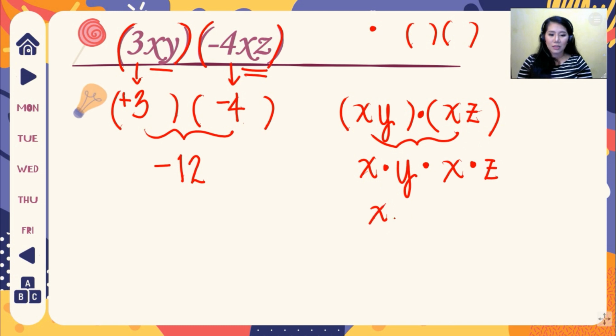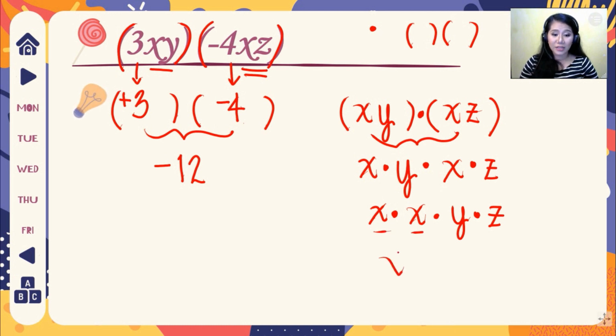We have x times y times z. Alright? So, you have here dalawang x. It means that you have x squared. Dalawang x. Tapos, itabi lang natin si y. Tapos, itabi lang natin si z. Okay? So, bale, eto na yung sa variables natin or sa literal coefficients natin nung pinag-times natin sila.